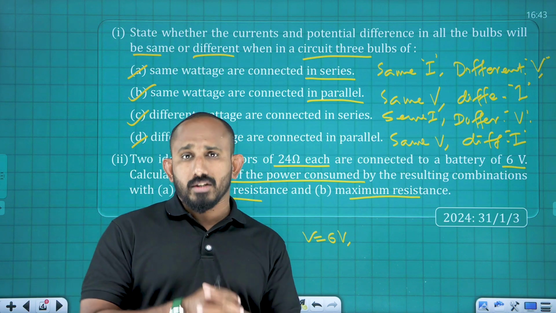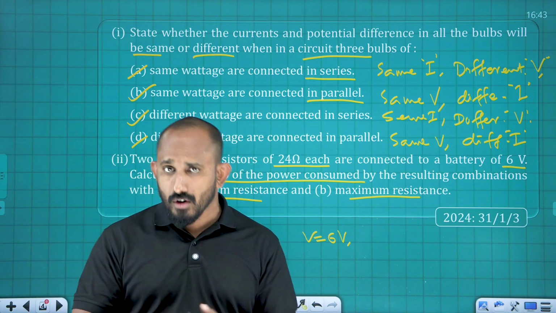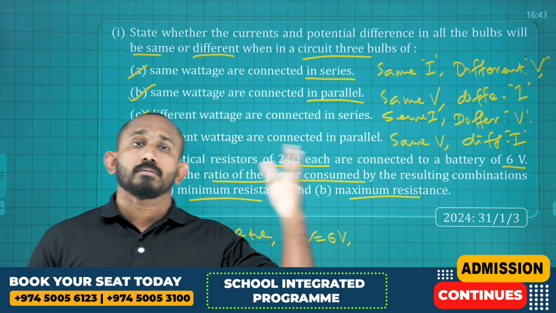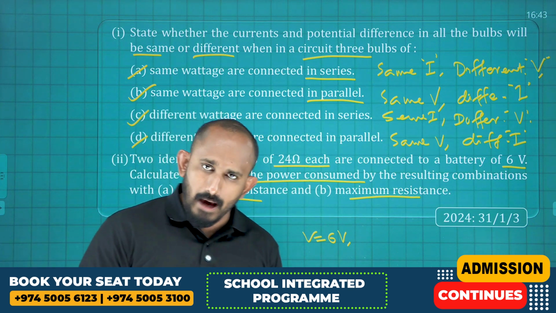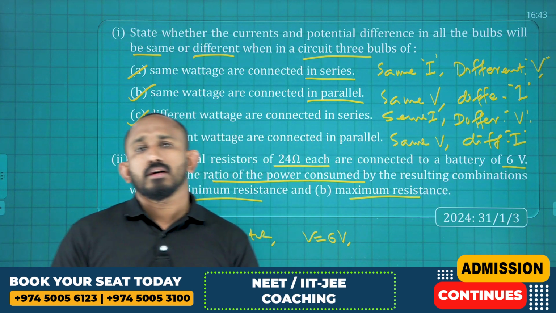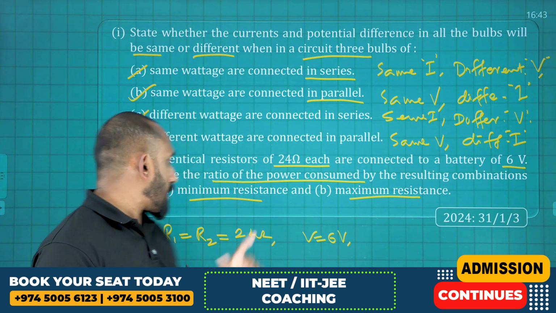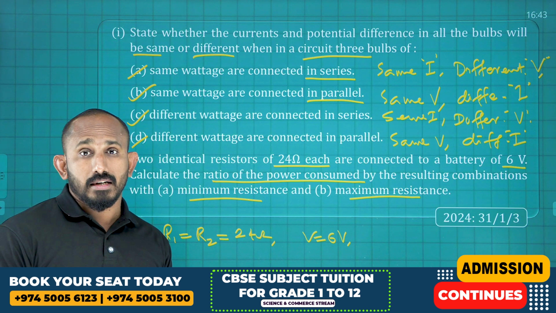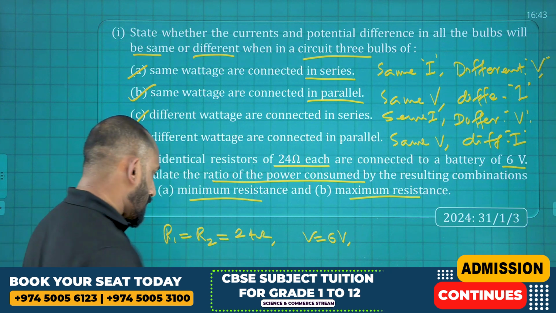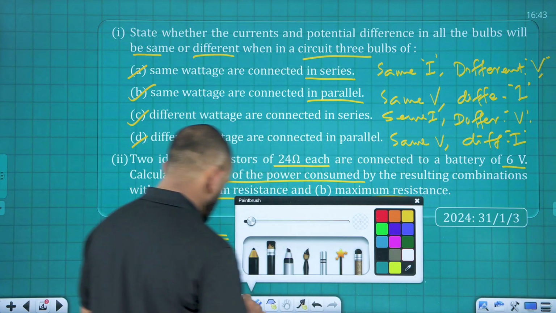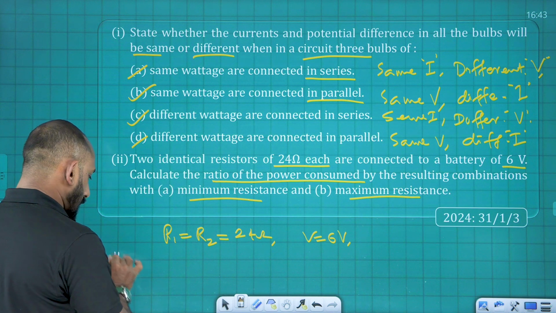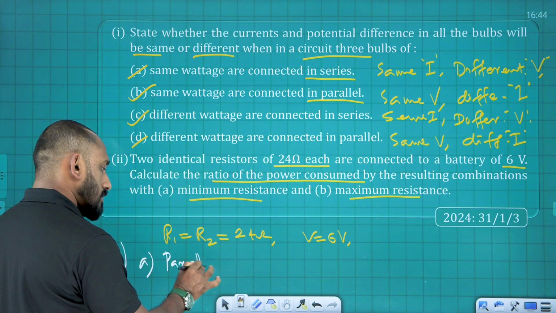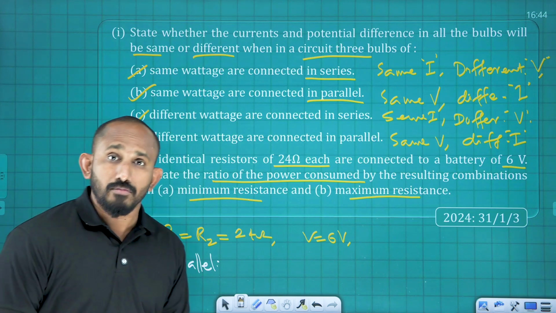So in resistance combinations, the part 2 video lessons we have done already. In series combination we get maximum resistance, and in parallel combination we get minimum resistance. So here part A is minimum resistance. So these two resistors are connected in parallel. So in the second question, part A, parallel connection is there. Then only they give minimum resistance.